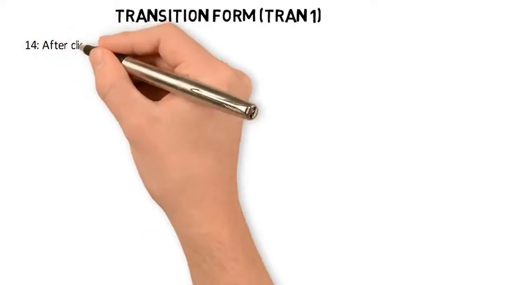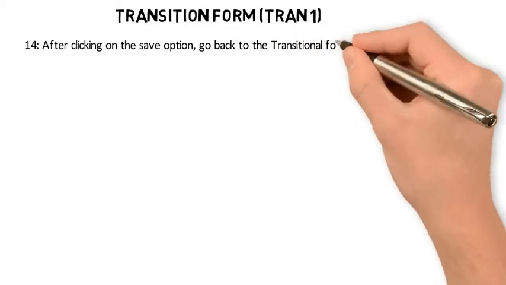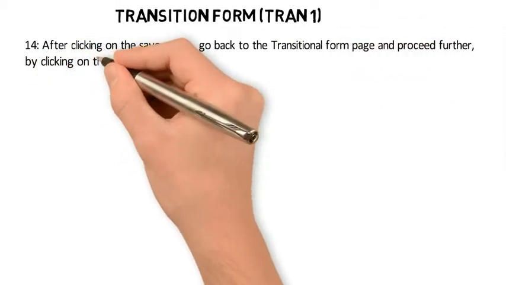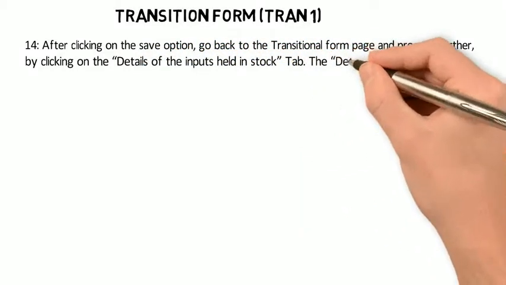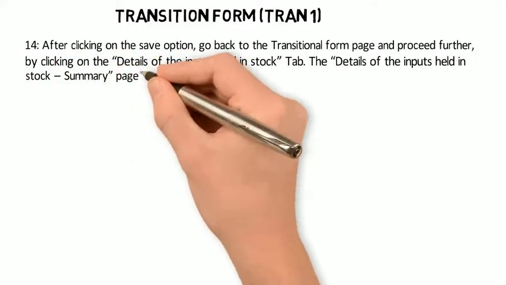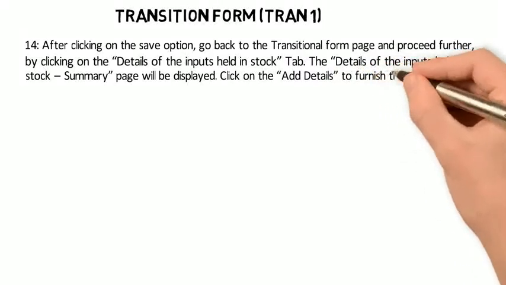14. After clicking on the Save option, go back to the Transitional Form page and proceed further by clicking on the Details of the Inputs Held in Stock tab. The details of the inputs held in stock summary page will be displayed. Click on the Add Details to furnish the data.